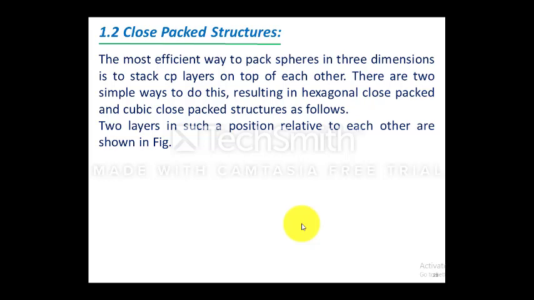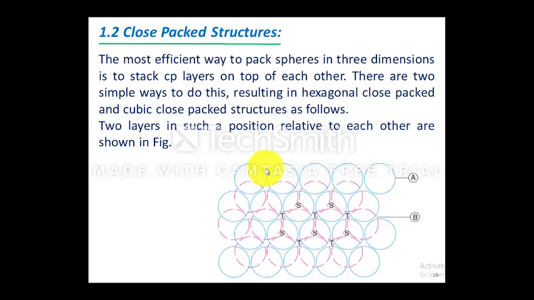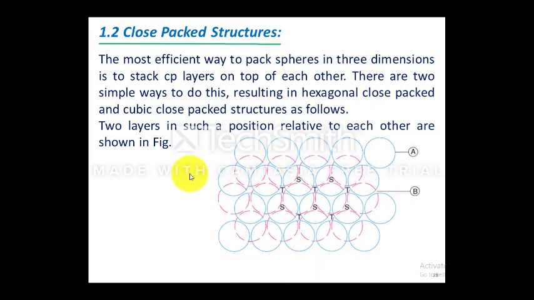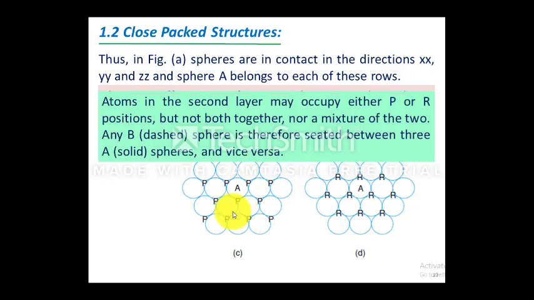The most efficient way to pack spheres in 3 dimensions is to stack close packed layers on top of each other. There are two simple ways to do this, resulting in hexagonal close packing and cubic close packing. It is explained in detail here. This is A layer, which is represented by blue circles, and we just mentioned in the previous slide that there are two positions where the atoms of the second layer can reside, P position and R position.